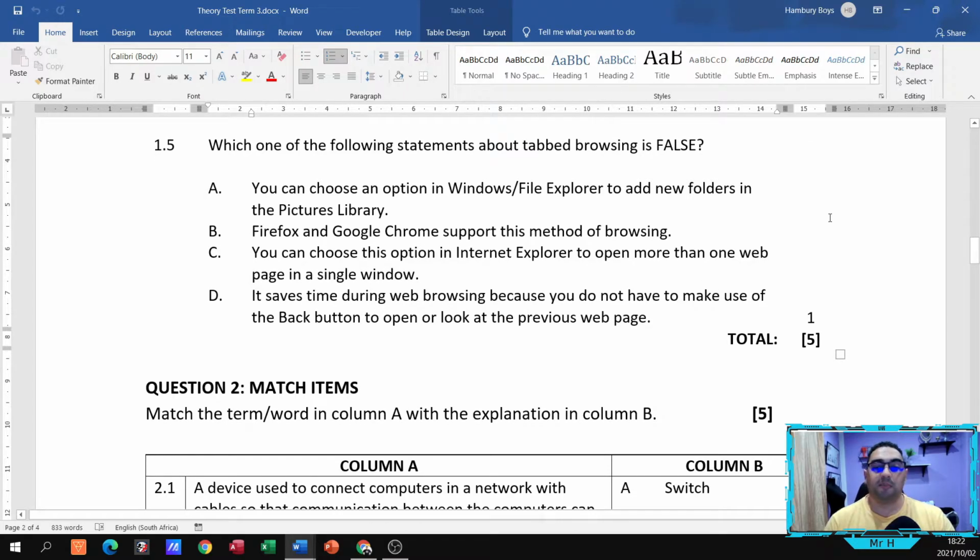Which one of the following statements about tabbed browsing is false? What are they talking about with tabbed browsing? That's when we open, maybe just going to open one over here.